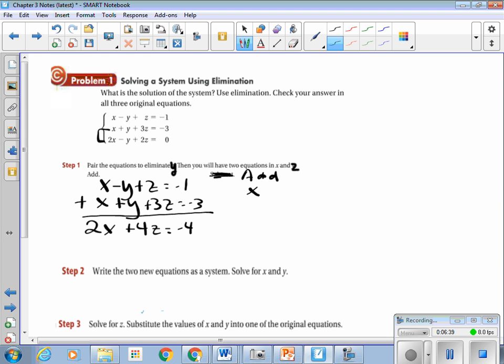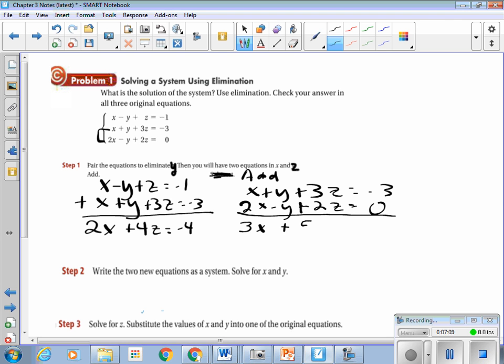So we go x plus y plus 3z equals -3, and 2x minus y plus 2z equals 0. I'm going to go ahead and add those together. X plus 2x is 3x. Y plus -y is 0. 3z plus 2z is 5z's. -3 plus 0 is -3.